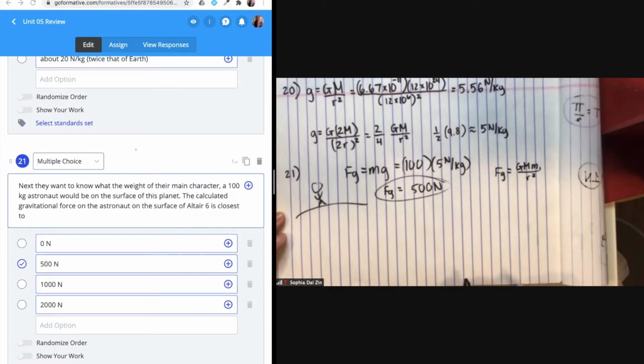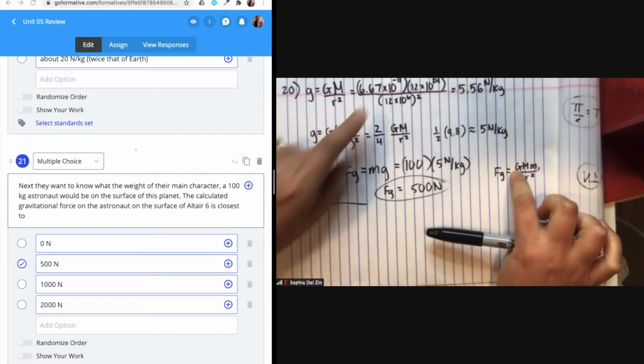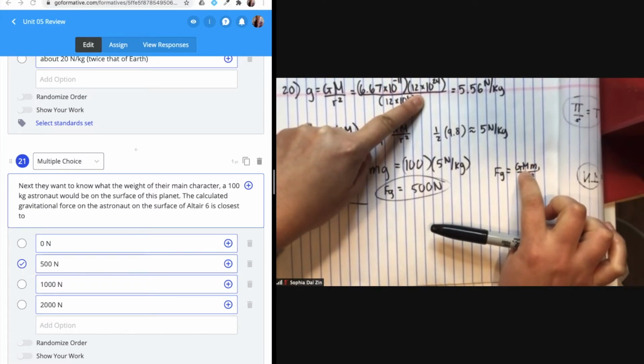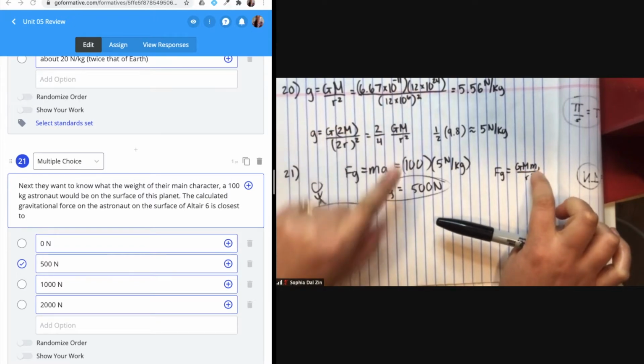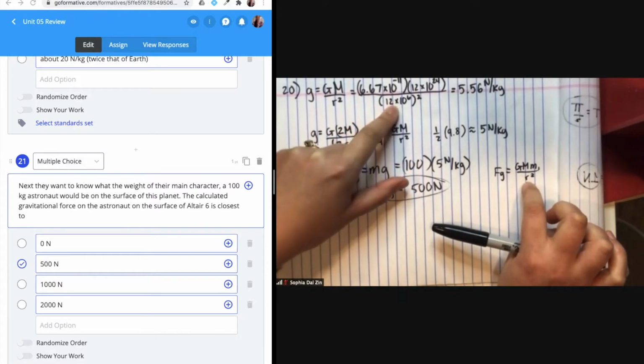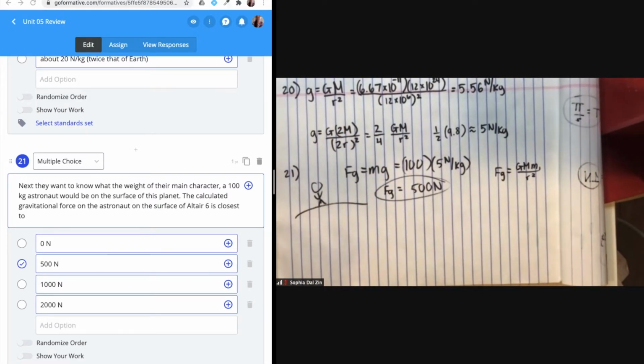I don't need to do the larger gravitational force equation, but you actually could if you wanted to. If you want to do the universal gravity with G is 6.67, M is the mass of this planet, so 12 times 10 to the 24, M is the mass of the astronaut, is 100, and R is 12 times 10 to the 6th, you totally can. You will literally get the same answer.